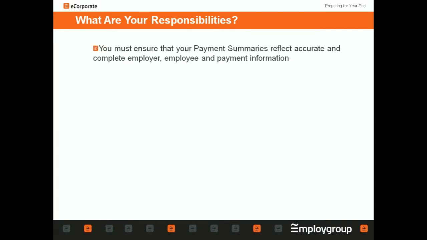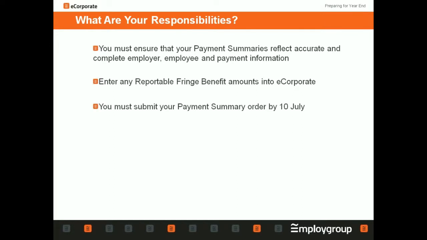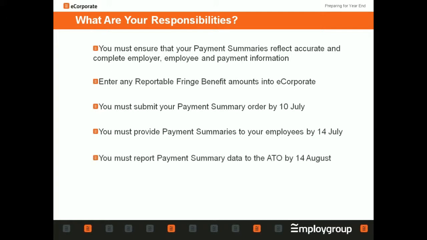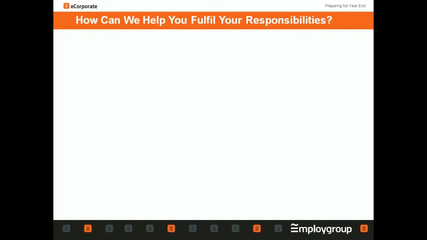First of all, you need to ensure that your payment summaries reflect accurate, complete employer, employee and payment information. You need to enter any reportable fringe benefit amounts into eCorporate. You need to submit your payment summary order to us by the 10th of July, and you must provide payment summaries to your employees by the 14th of July. Data needs to be reported to the ATO by the 14th of August.